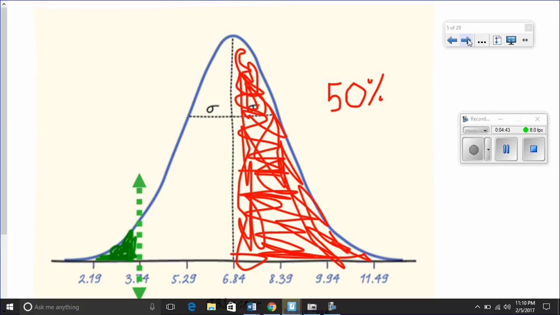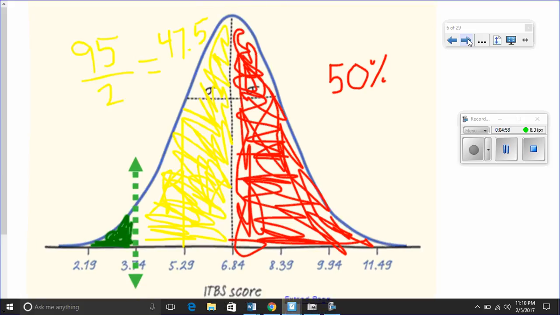I also know that 3.74 is 2 standard deviations away from my mean, and 95% of my data falls within 2 standard deviations. However, 3.74 is only one direction. So if I'm looking for that area, I would have to divide 95 by 2. So the yellow area is 47.5, the red area is 50%.